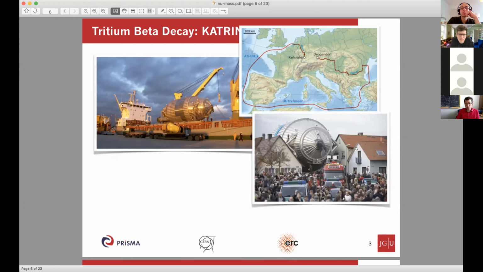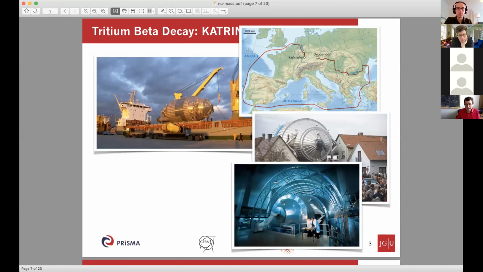And this is what the road trip looked like. Here you can basically see you can't make the spectrometer any bigger without tearing down the houses. This is the small village where it was unloaded from the ship and then transported through this tiny village with a few centimeters of leeway on either side.